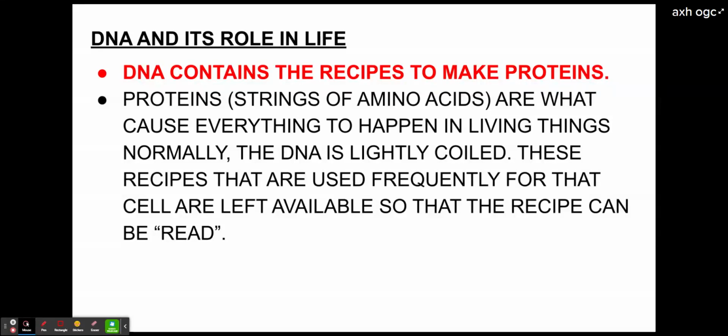So normally, when a cell is just living, the DNA is lightly coiled. Hopefully you remember back when we did the coloring of the eukaryotic cell, you had that bowl of spaghetti in the middle of the cell, and that DNA was all spilled out. Looks like spaghetti. That DNA is lightly coiled so that the information in the DNA can be read in order to make those proteins that that cell needs to live.